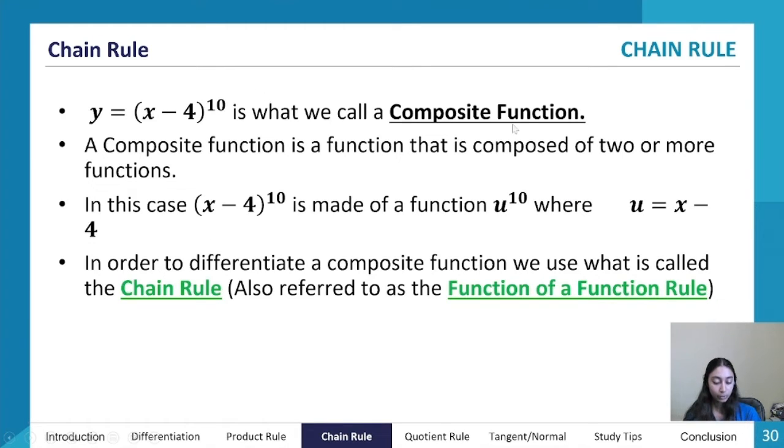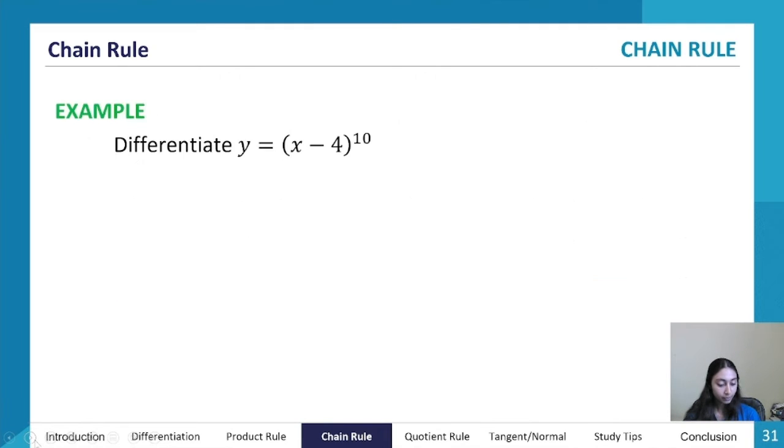Okay, so the chain rule is used for composite functions. So I kind of went through this already, but it's also known as a function of a function rule, okay? I'm going to give you a second to do this question on your own because it's simpler than the one that I went through before. And I also believe that you guys can do this on your own.